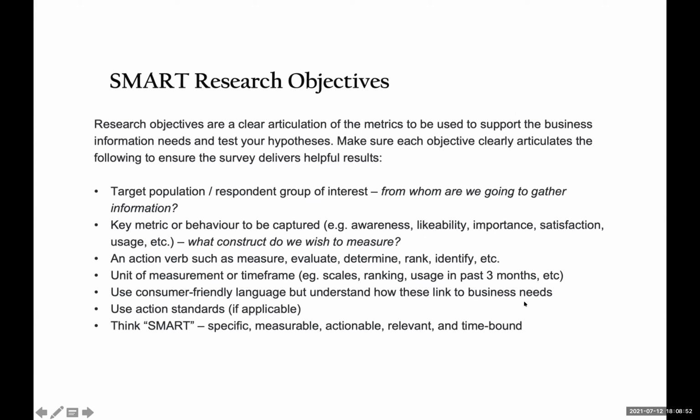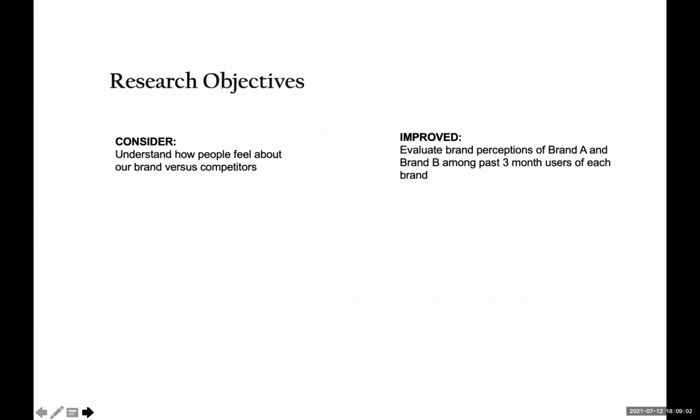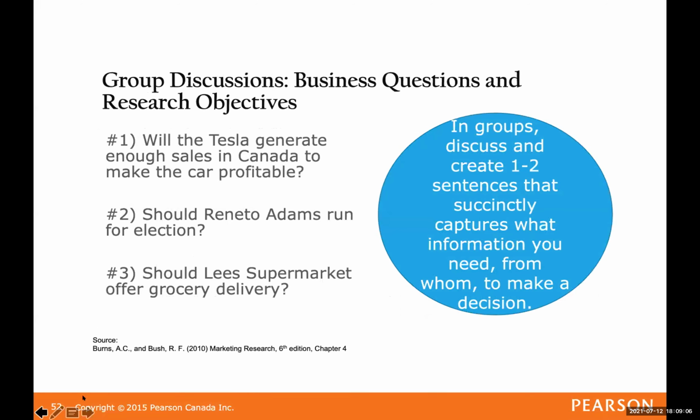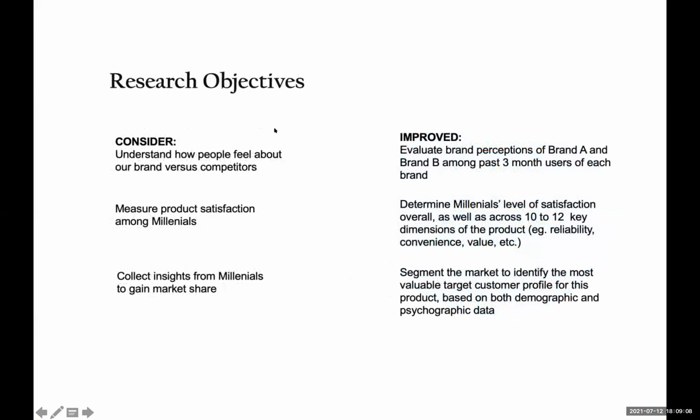When it says use action standards if applicable, and think SMART, this is what SMART means: specific, measurable, actionable, relevant, and time bound. And as I said before, I'm going to look at some examples. Let me go back. All right, so these are some examples of research objectives. So evaluate brand perceptions of brand A and brand B among the past 3 months users of each brand.